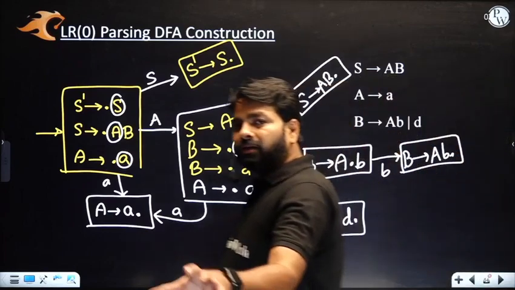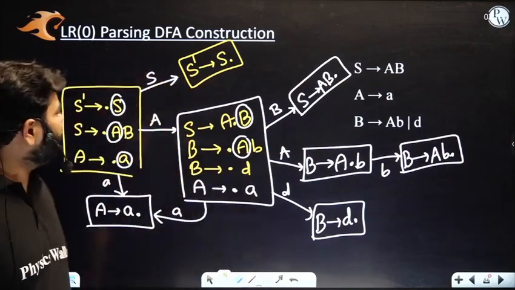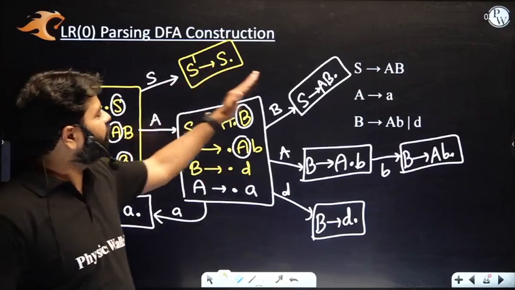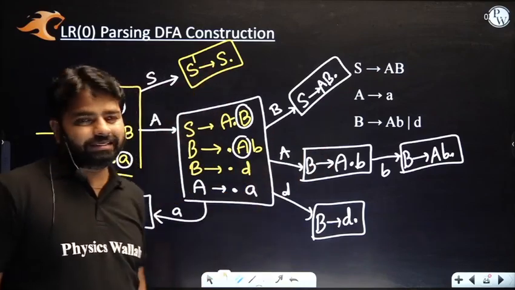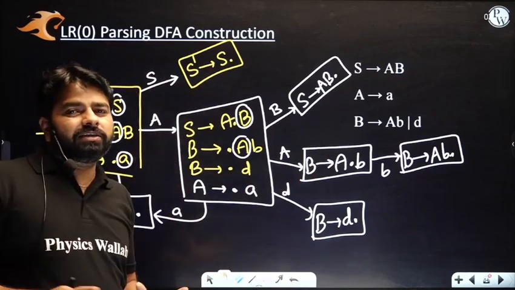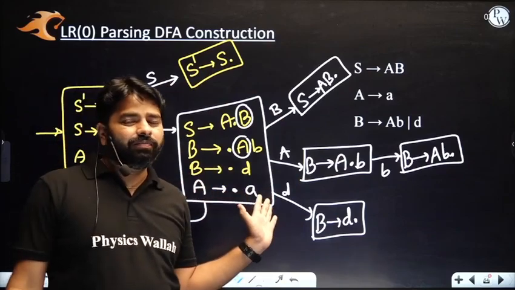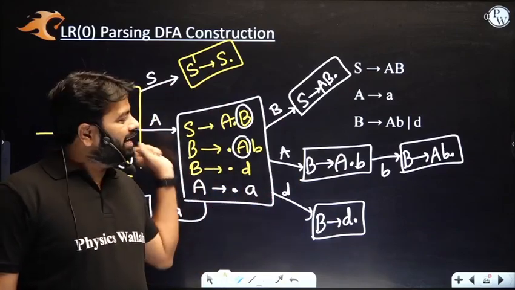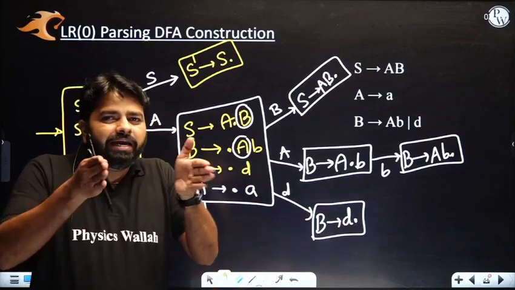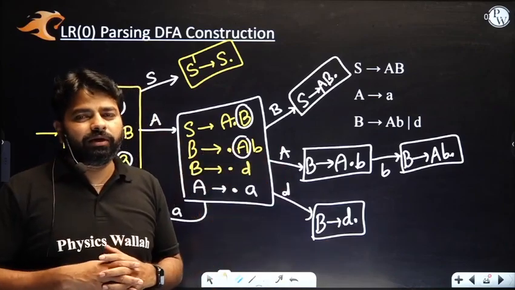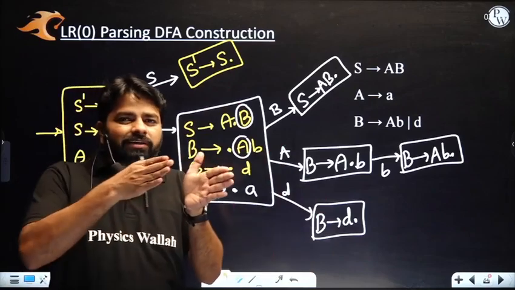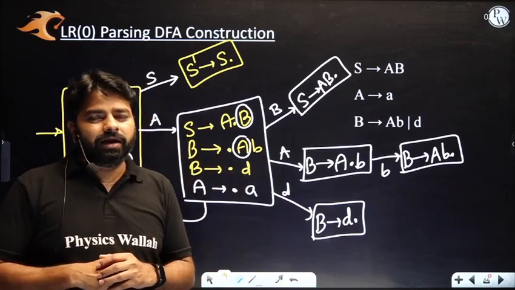This is the LR0 diagram. How many states are there? 1, 2, 3, 4, 5, 6, 7, 8. 8 states. So when you construct the table, you will have 8 rows. Here in this diagram, the important point is, if I have 8 states, I get 8 rows in the table. Very important. If I get 10 states, I will have 10 rows in the table. Okay.